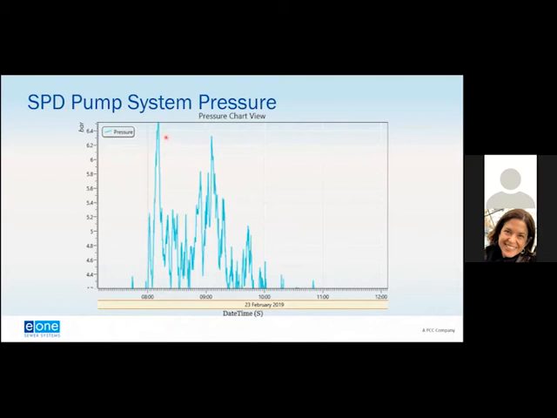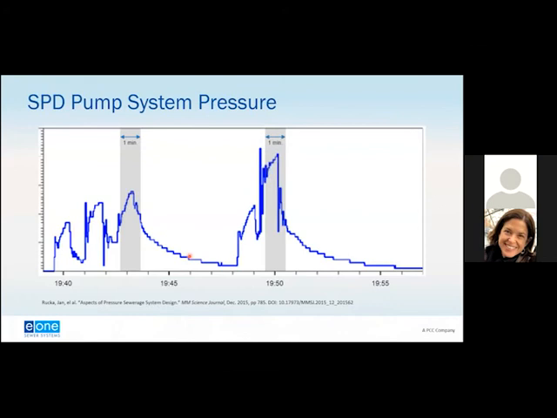Here we're looking at 6.5 bars of pressure. And then within a minute or a couple of minutes, it drops down. So within about 15 minutes, you have this big drop in pressure, then it goes up and down. So you can see it's very dynamic with the semi-positive displacement grinder pump within a pressure sewer system. We see the same thing with centrifugal pumps. This is from a report entitled Aspects of Pressure Sewage System Design that was drafted in 2015.